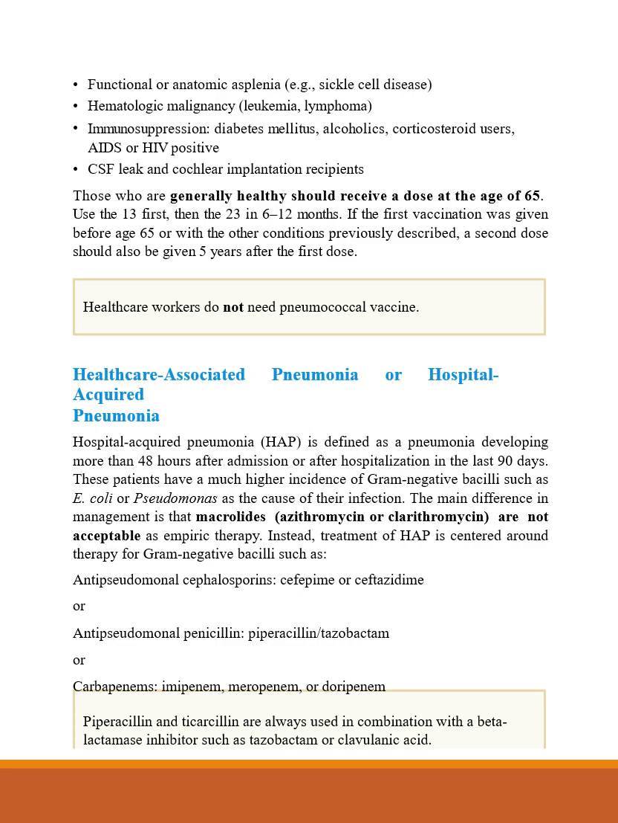Those who are generally healthy should receive a dose at age 65. Initially use the 13-valent and then the 23-valent vaccine in 6 to 12 months. If the first vaccine was given before age 65 or for the other conditions previously described, a second dose should be given 5 years after the first dose. Healthcare workers do not need the pneumococcal vaccine.